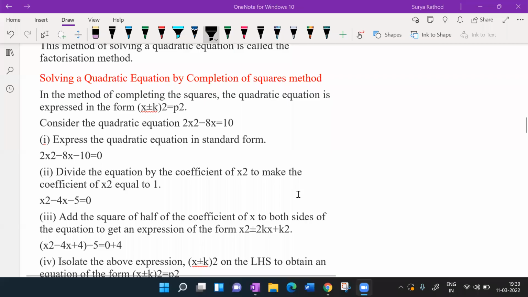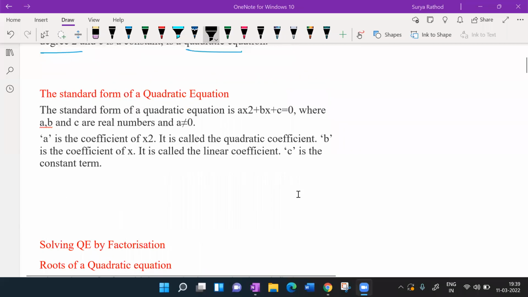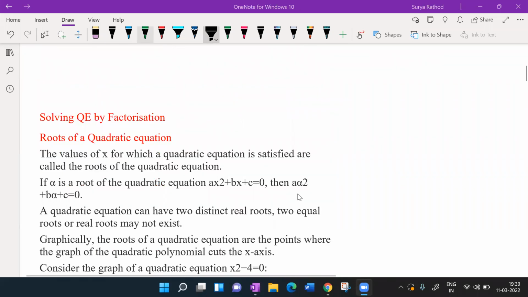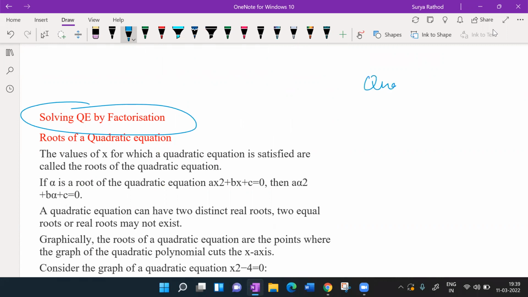Look at this here. The standard form of quadratic equation we did. Next, solving quadratic equation by factorization. Very, very important. Before getting into this, let me tell you one thing. Quadratic equation is a very important topic, because it's an easy topic as well as a very important topic. It is very important for JEE Mains.